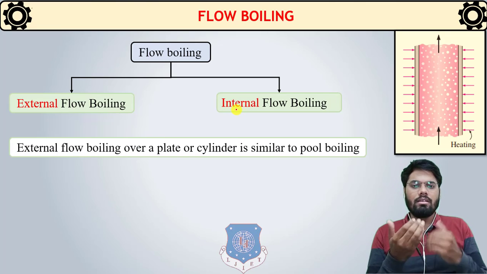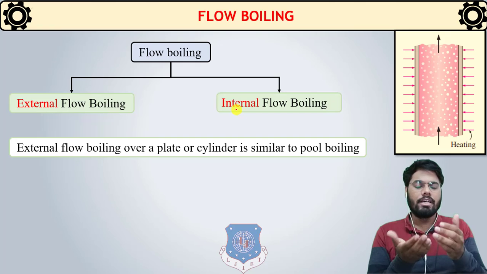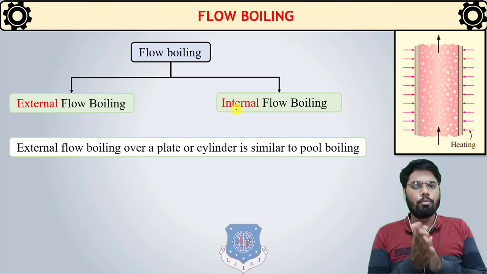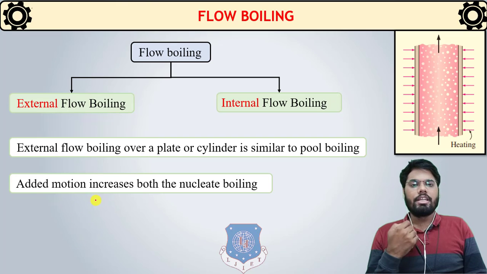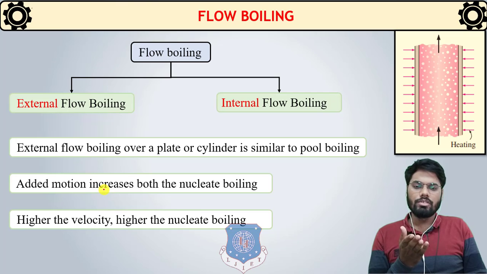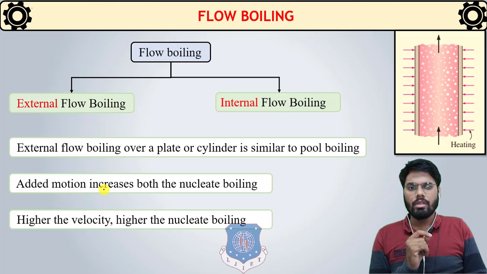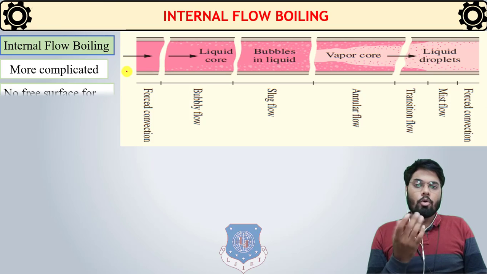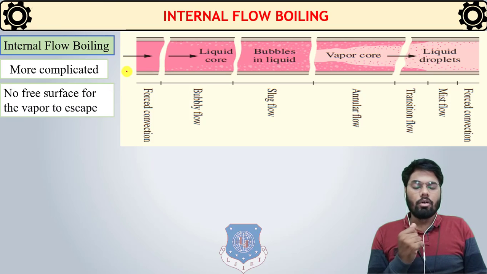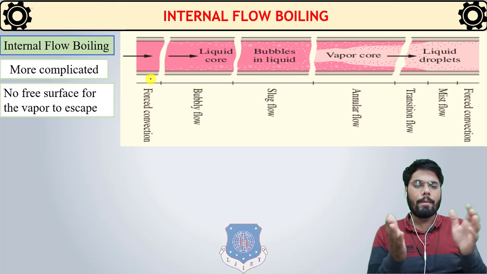External flow boiling is done over a plate or a cylinder, which is similar to pool boiling, in which added motion increases the nucleate boiling. With higher velocity, the nucleate boiling is higher. Second is internal flow boiling, which is more complicated because in internal flow boiling there is no free surface for the vapor to escape.